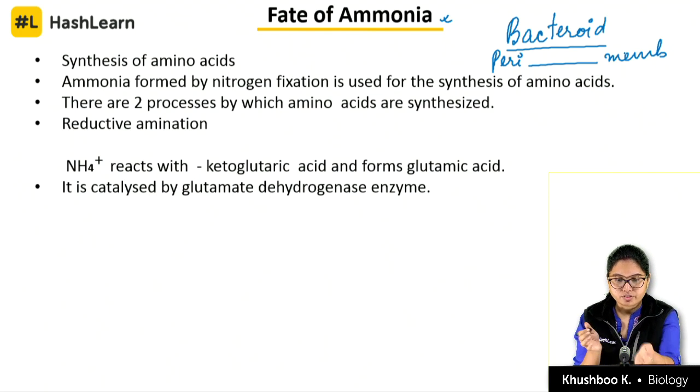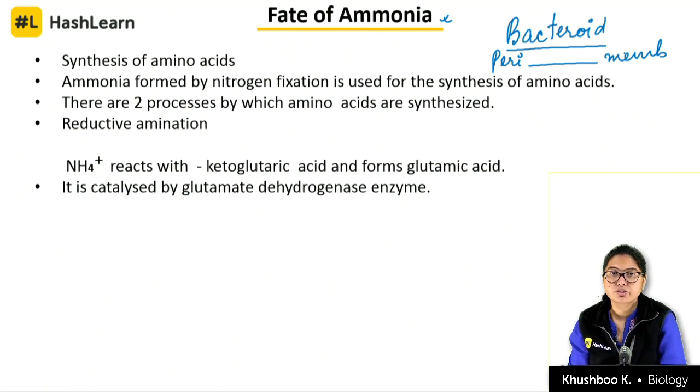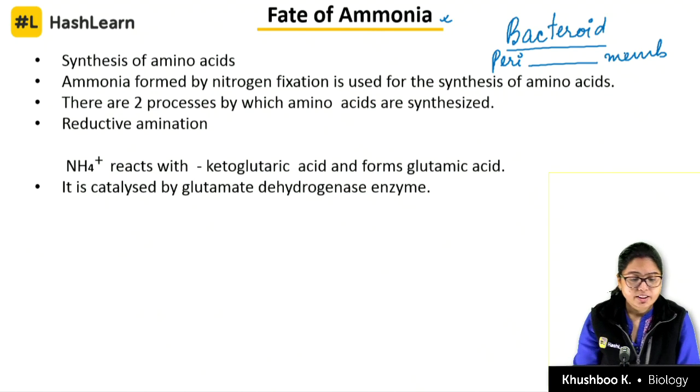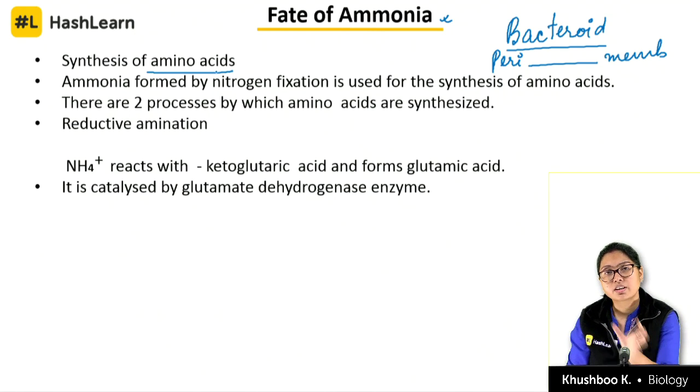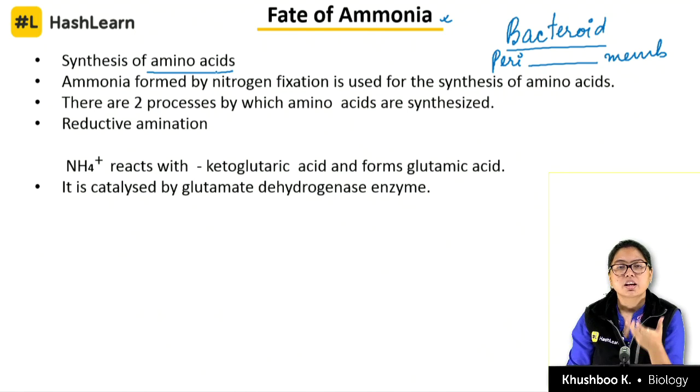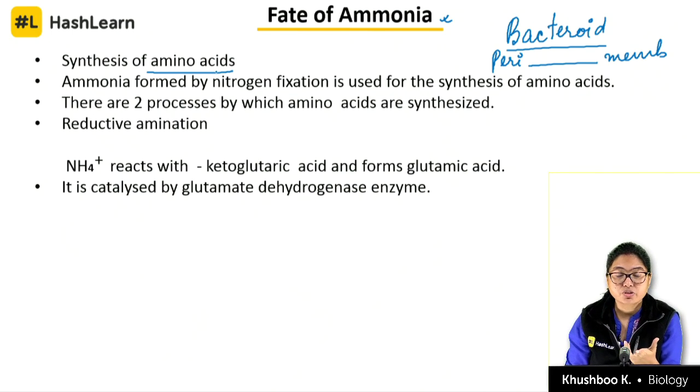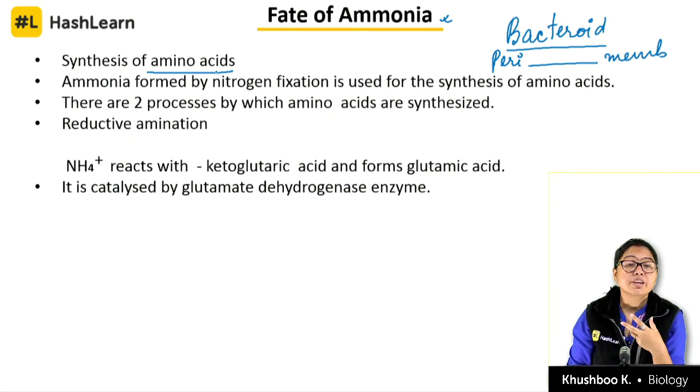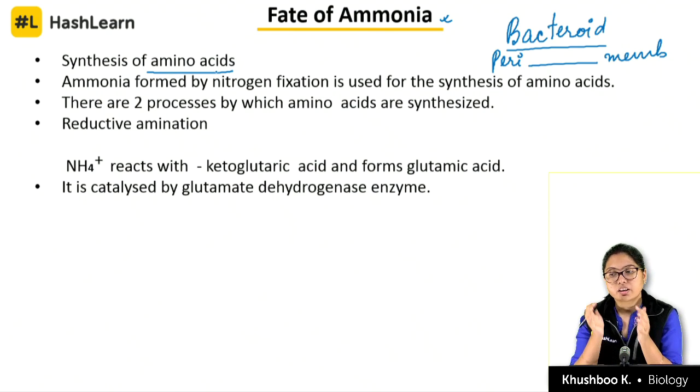Now we are into the fate of ammonia. What will happen to the ammonia? Like we have the fates of pyruvate when we talk about glycolysis, similarly we have fates of ammonia which is formed after biological fixation of nitrogen. This ammonia will be utilized to synthesize amino acids, because the plant will need amino acids, plus ammonia being toxic to the plant cannot be accumulated at one place.